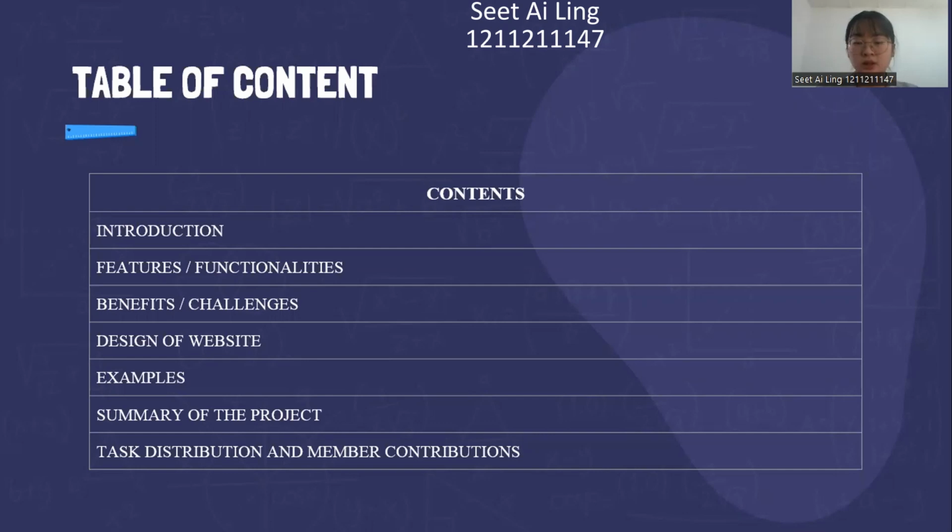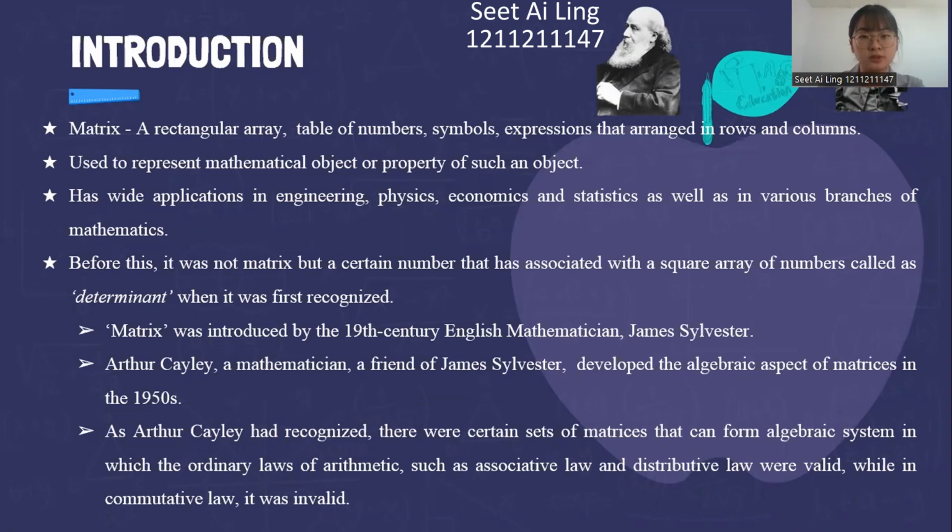And now we will start our introduction of metrics. I'm in charge of our introduction of metrics. So first of all, what does matrix mean? Matrix is a rectangular array, a table of numbers, symbols, or expressions arranged in rows and columns. Matrix is used to represent a mathematical object or a property of such an object. Matrix has wide application in engineering, physics, economics, and statistics, as well as in various branches of mathematics.